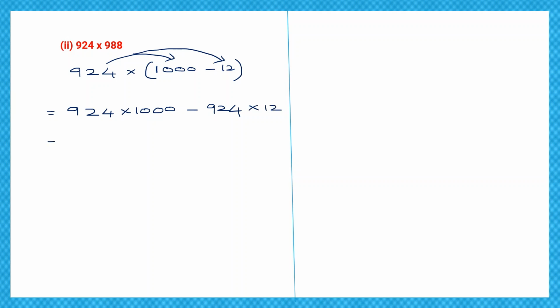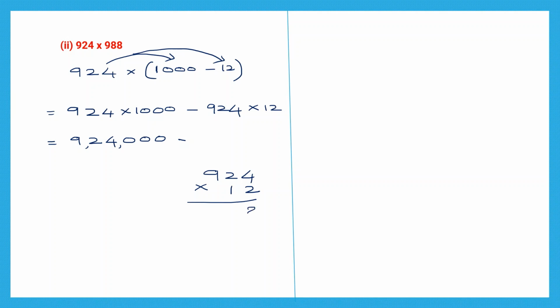So let's do that. 924 into 1000: 924, and add 3 zeros, 1, 2, 3. So what have I got? I've got 9,24,000. Now here, minus 924 into 12. Let's multiply that. 924 into 12.